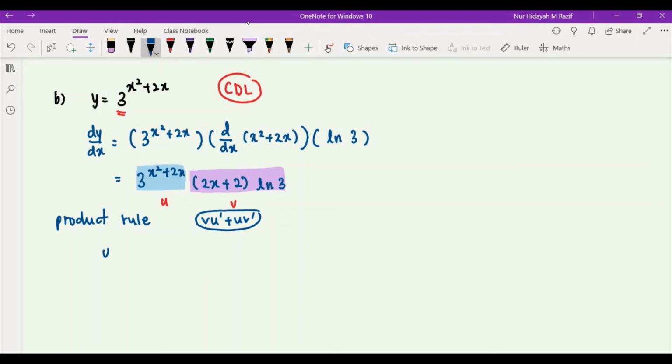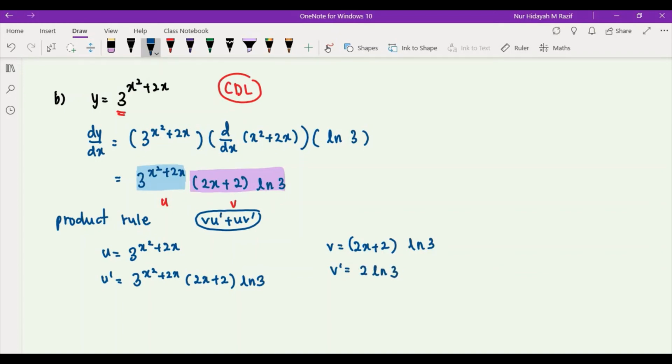Okay, now let's find our u equals to 3 power of x square plus 2x. And from there, saya tahu u prime saya adalah 3 power of x square plus 2x multiplied by 2x plus 2 ln 3. Okay, and then my v adalah 2x plus 2 multiplied by ln 3. And differentiating this, apa yang saya akan dapat adalah, so, saya punya v prime adalah 2 ln 3. And masukkan dalam formula because product rule. So, kat tengah-tengah tu simbolnya akan jadi tambah.